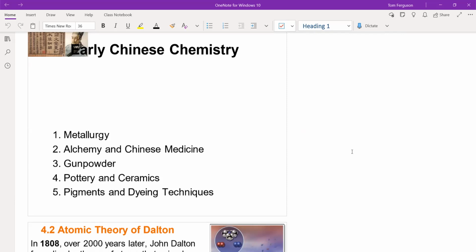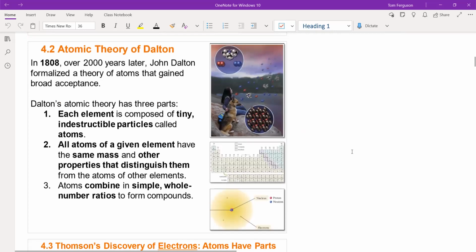All right. The first European, Dalton, came up with the first kind of reasonable atomic theory. Each element is composed of tiny indestructible particles called atoms. So he brought back Democritus's idea of these no-cut little particles. This is kind of interesting. Number two is that you're like, duh. Atoms of a given element have the same mass and other properties that distinguish them from atoms of other elements. In other words, gold is not like silver. That's what number two is getting at.